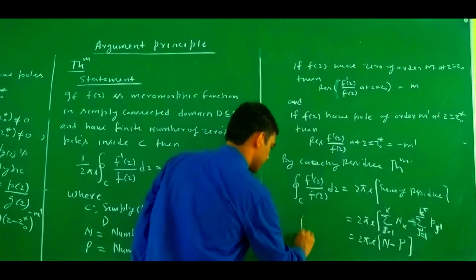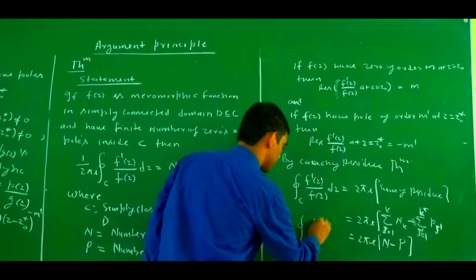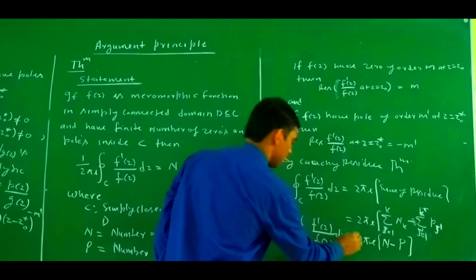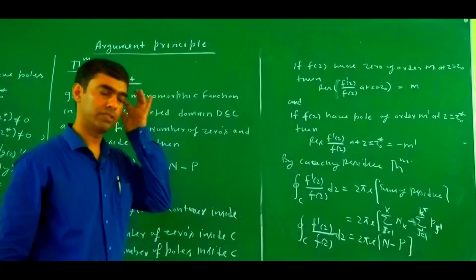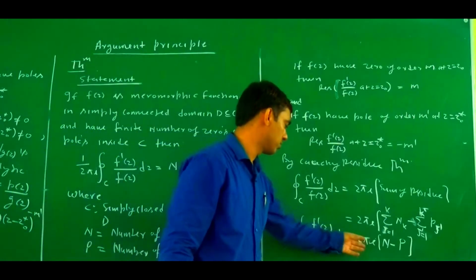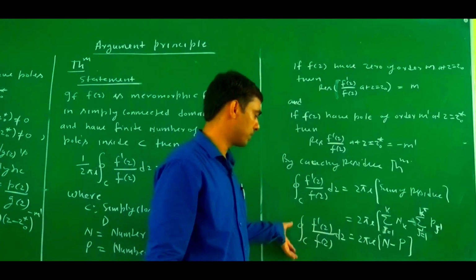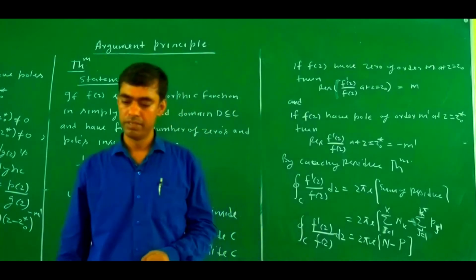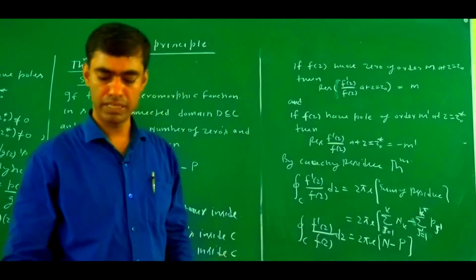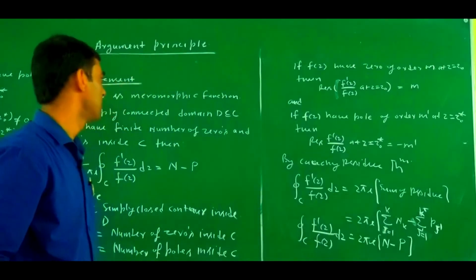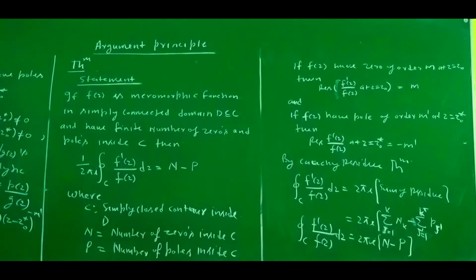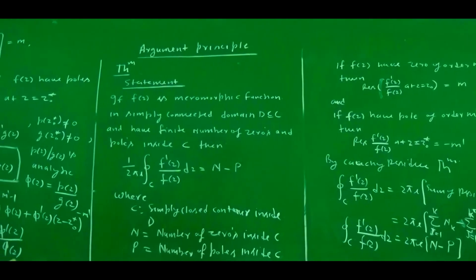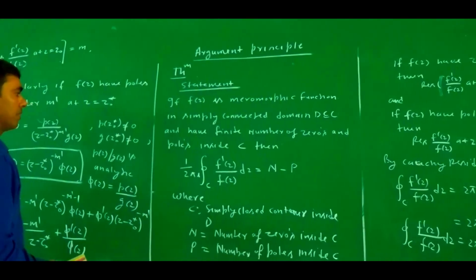So the integral over C of f dash z divided by f(z) dz equals 2 pi i times (N minus P). You can also write 1 upon 2 pi i times the integral over C of f dash z upon f(z) dz equals what? The sum of zeros minus the sum of poles. Now the question is, why is this called the argument principle?